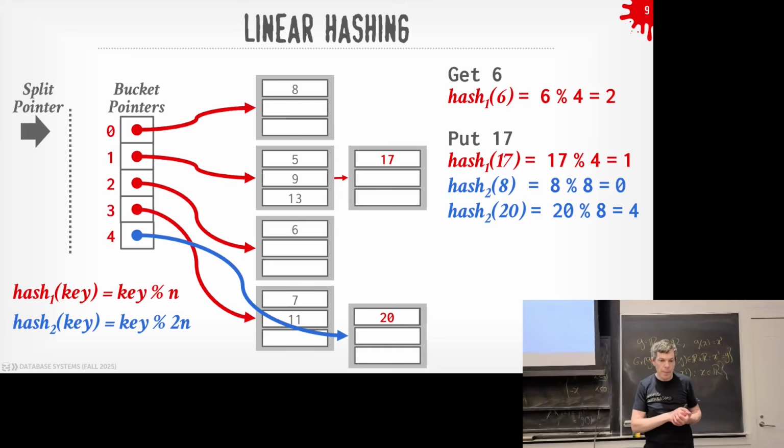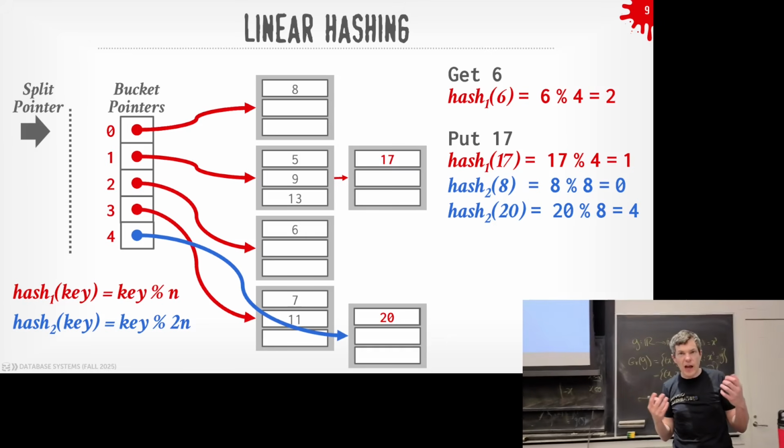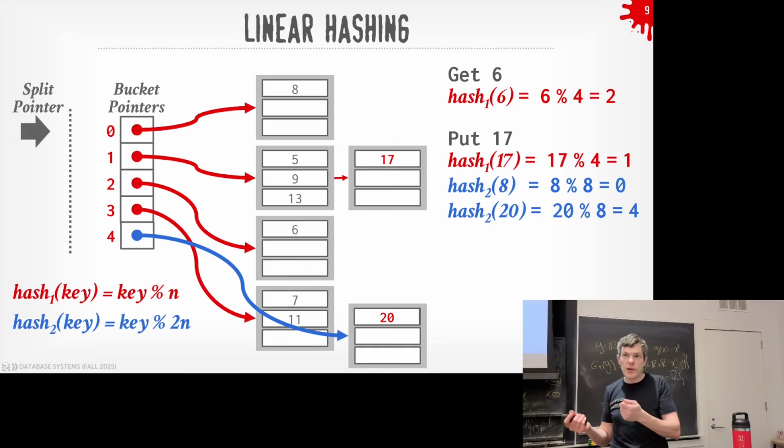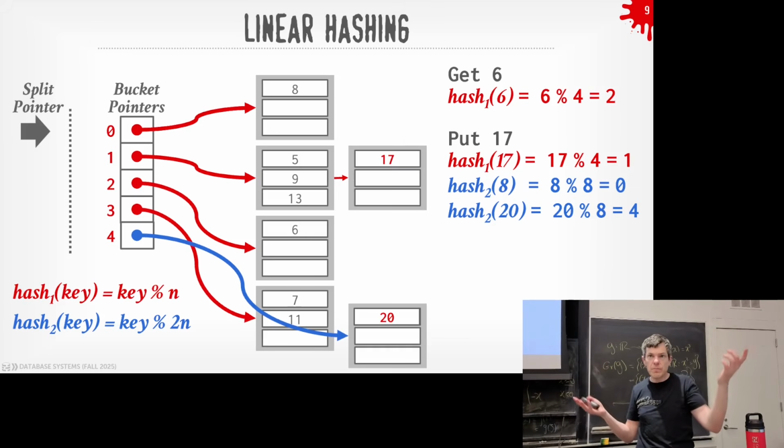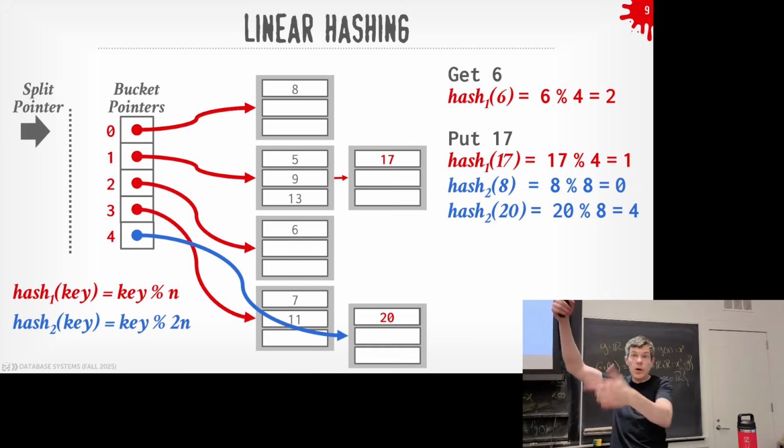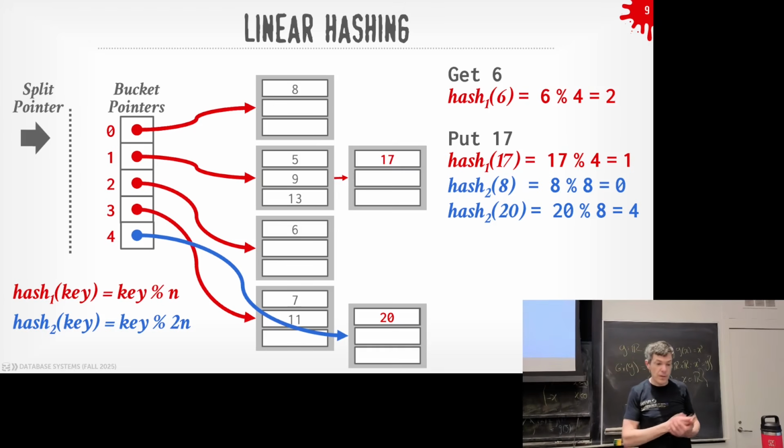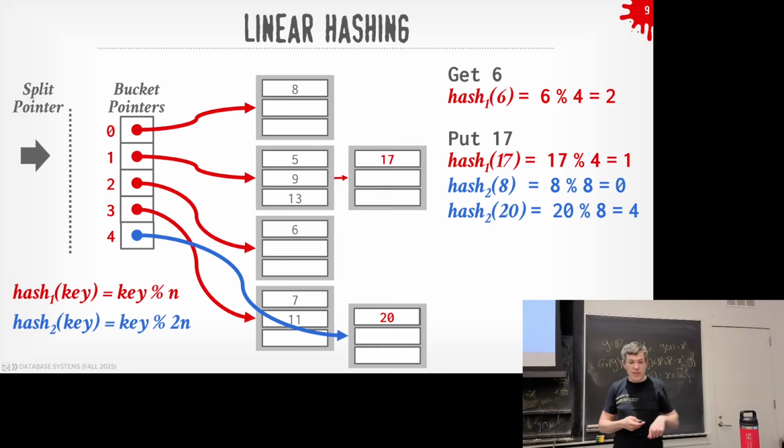Okay? So when I do the second hash, because I'm just doing 2n in the new hash function, it's not going to land in any arbitrary bucket. It's either going to be the original bucket or the new bucket I just created. And then the split pointer moves down by 1.